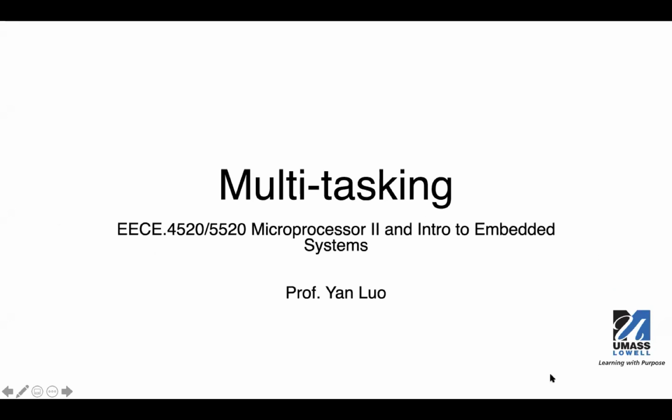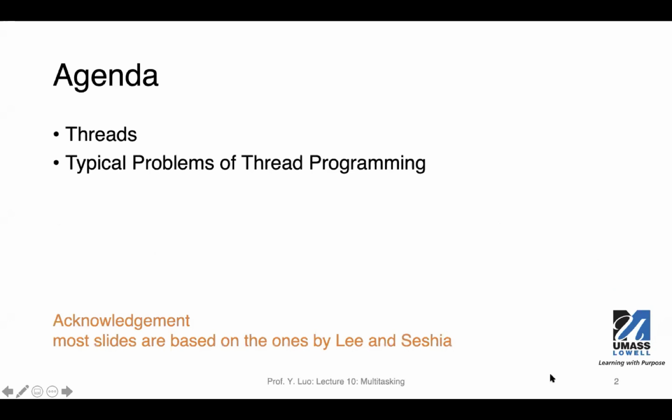So next topic is about multitasking. In this set of slides, we're going to be focusing on threads, and we will talk about typical problems of thread programming and some possible solutions. Just give you quite a bit of examples to show how threads can help program concurrent functions, but also at the same time, how we as a programmer should be careful about the design of multi-threaded programs.